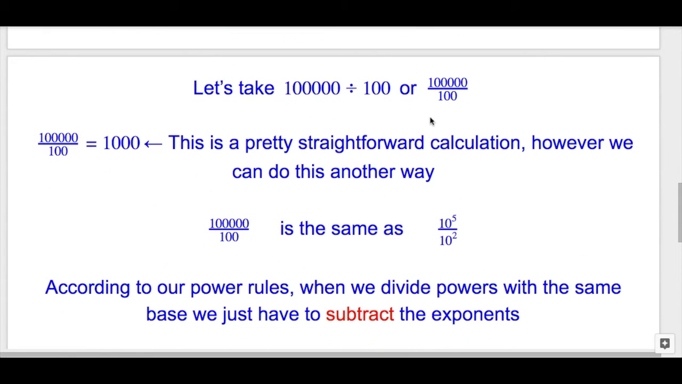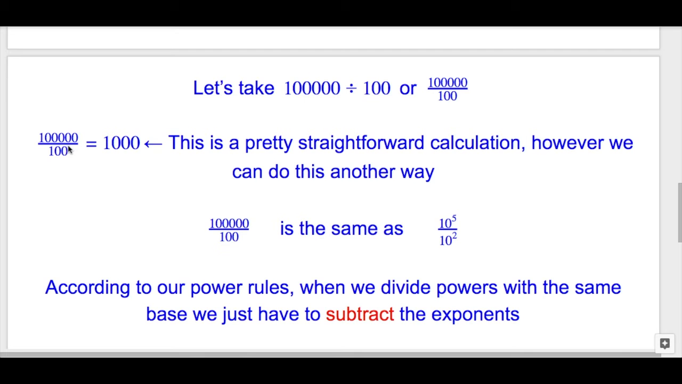So let's start off with this example. We've got 100,000 divided by 1,000. Now, that is the equivalent of writing it here as a fraction form. Now, if we take 100,000 divided by 100, the final answer is 1,000. And we can do that by crossing out our zeros here. We're left with 1,000. Now, that's a fairly straightforward calculation.